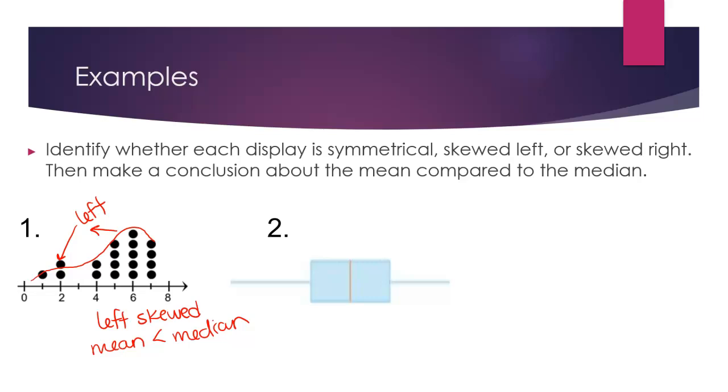Okay, here's the next one. This is a box plot. To me, this looks fairly symmetrical, all right? So we have pretty equal box or whiskers. Our median is right smack dab in the middle of the box. So I would call this symmetrical.